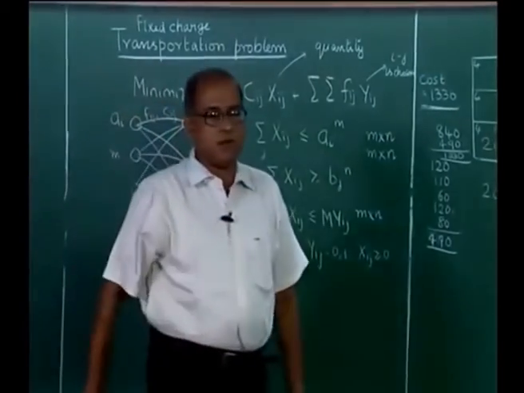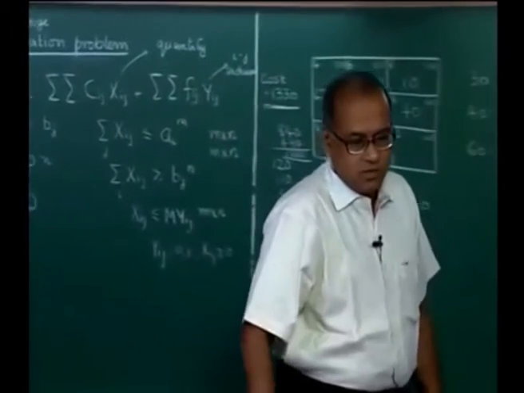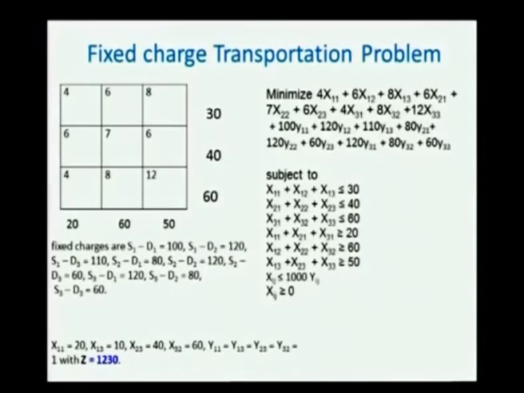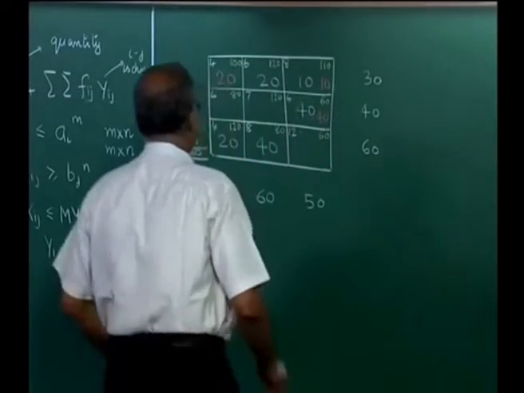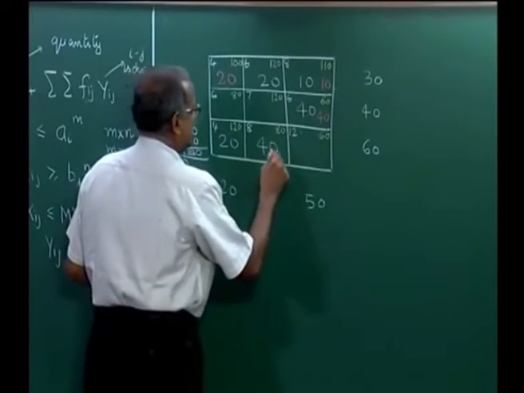If we solve this problem optimally, our solution would be x11 is 20. So, let me write it with a different color. So, x11 will be 20, x13 is 10, x23 is 40, x32 is 60.